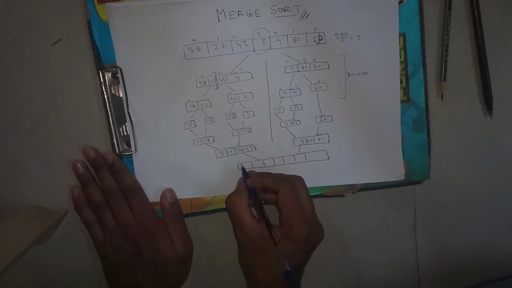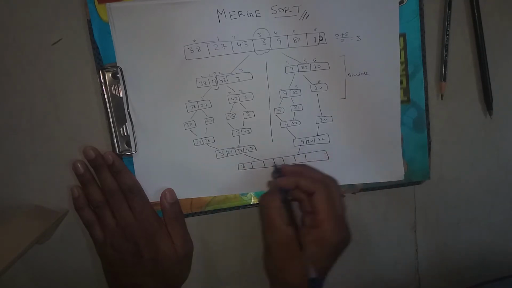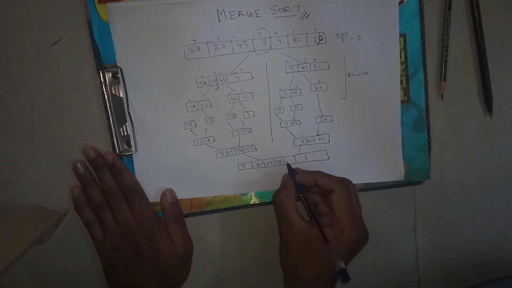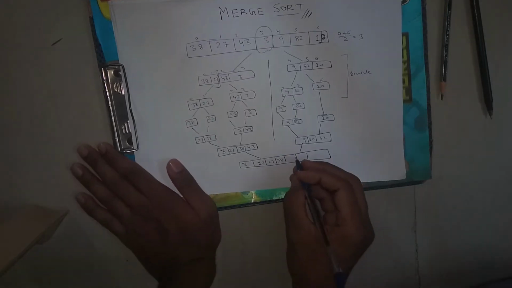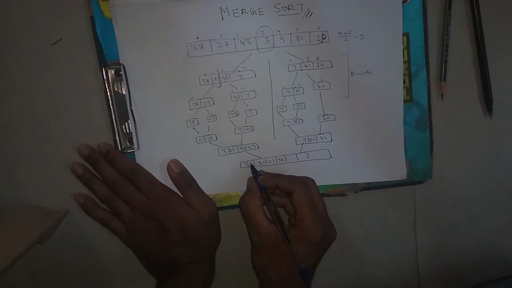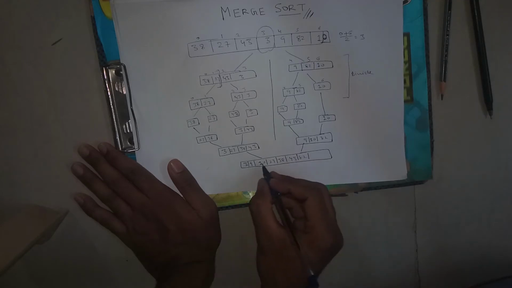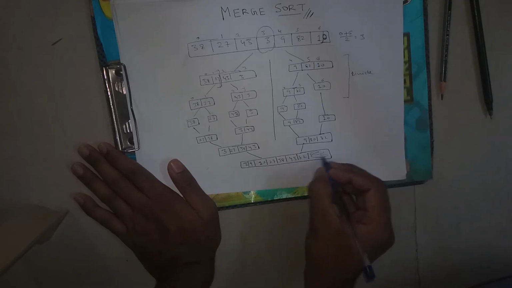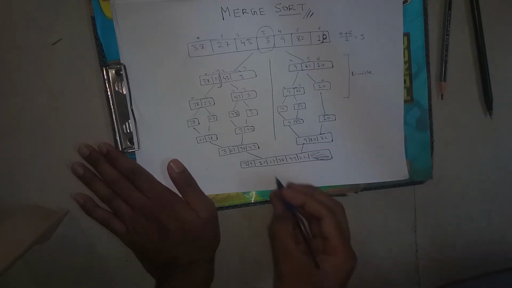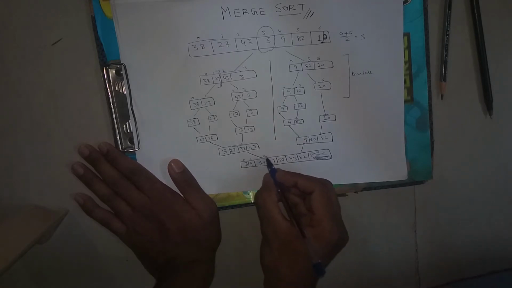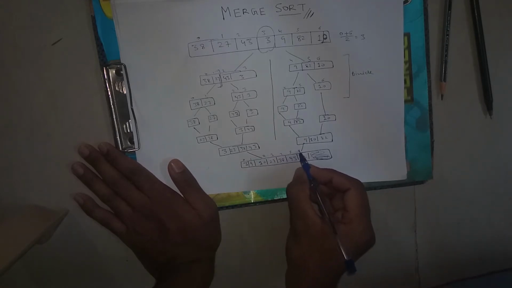So you get 3, 3 is smaller, then you get 10 from that side, 27, 38, then what's left? I think 9 has not come here. Between 3 and 10 you have to get a 9, then 38, 43, and 82. 1 2 3 4 5 6 7. So no need of this box. Okay, so we get 0 index: 1 2 3 4 5 6.